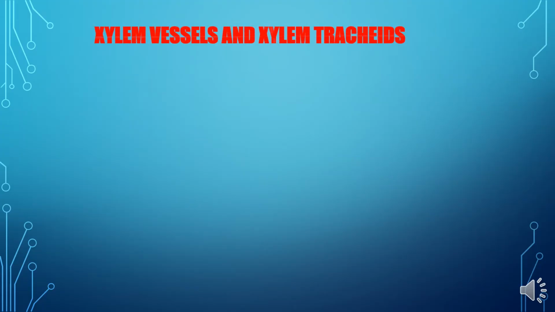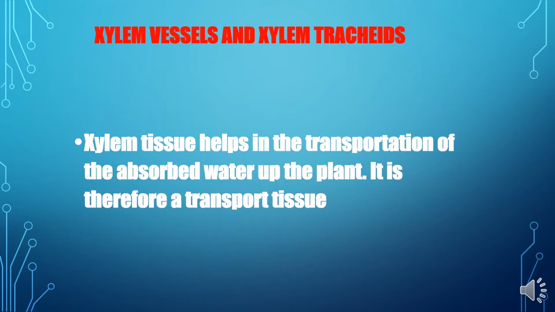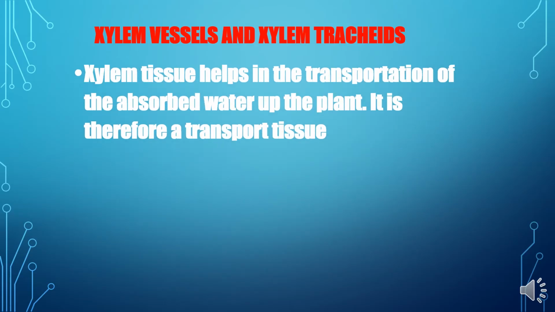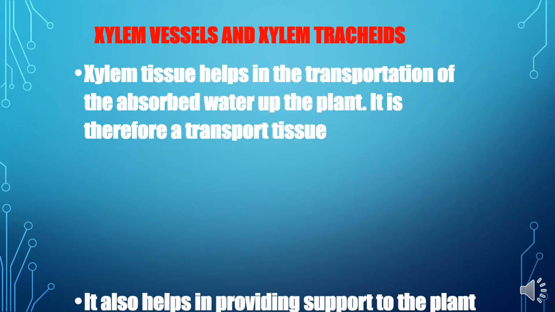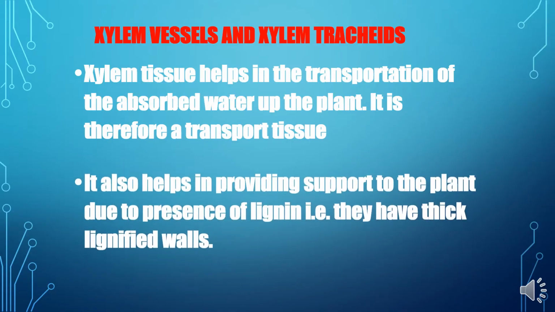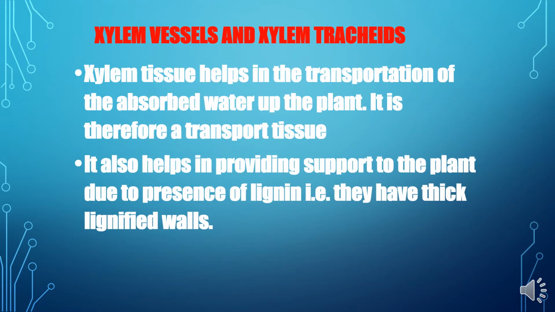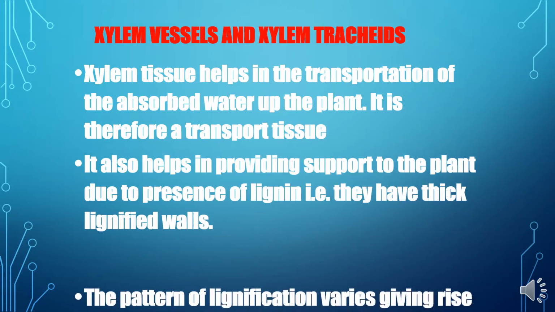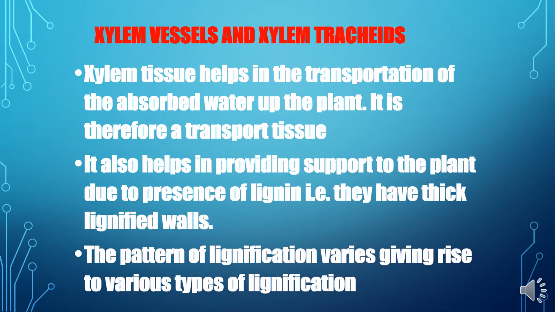Then lastly, xylem vessels and xylem tracheids. Xylem tissue helps in the transportation of the absorbed water up the plant. It is therefore a transport tissue. It also helps in providing support to the plant due to the presence of lignin, i.e. they have thick lignified walls. The pattern of lignification varies, giving rise to various types of lignification.